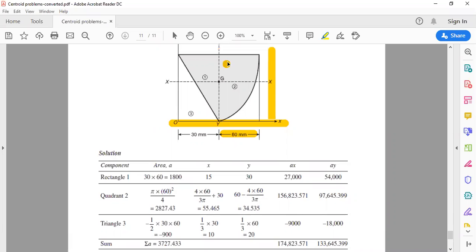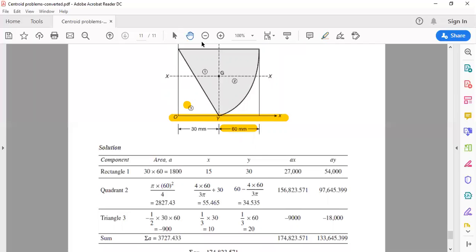Now the final and last portion is a right angle triangle, that is the third one. The CG lies somewhere at this point, and we should remember that this is a deduction which is to be made, and since it is a deduction, the area is to be written with a negative sign. That is half base into height. So it is half into base 30, height 60, written with a negative sign because it is a deduction. So we get the area as minus 900 mm square.